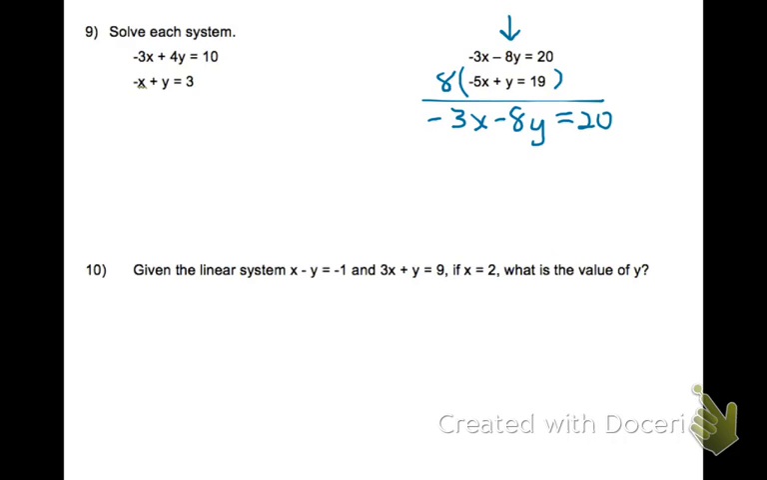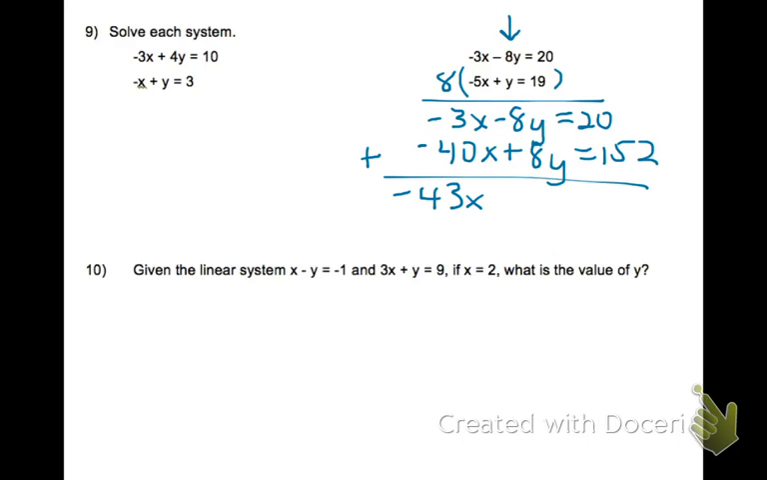So there's my first equation rewritten, and on my second, multiplied by 8 is -40x plus 8y equals 152. That's 8 times 19. Then I'm going to add those values. So I get -43x, my y's will eliminate, and then 152 plus 20 will give me 172. Then I'm going to divide both sides by -43, so x equals -4.